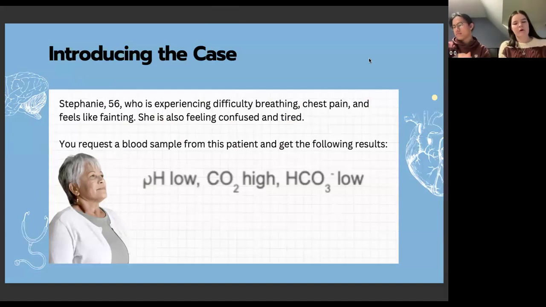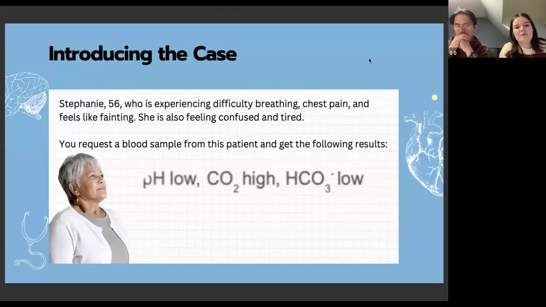So, for an example of how our teaching style works, we try to integrate real life medical cases with the scientific concepts that we're trying to teach. For this example, we have our patient for today, Stephanie. She's 56 years old and she's experiencing difficulty breathing, chest pain, and she feels like fainting. On top of that, she's also confused and tired.